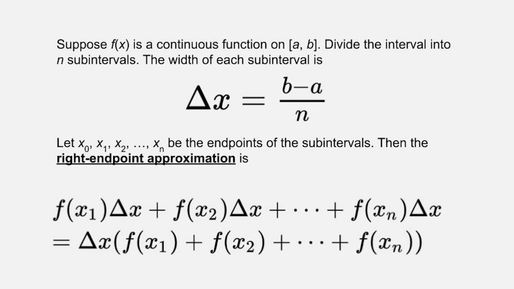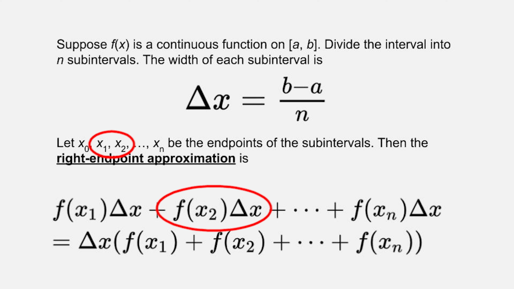Now there is nothing special about the left endpoints. I could have done the same exact process but with the right endpoints instead to get the right endpoint approximation. Now the computation for delta x is still the same, and the endpoints are still the same given the same number of n subintervals. But to get the height of each of these rectangles, you use the endpoint on the right side of the subinterval as opposed to the left side.